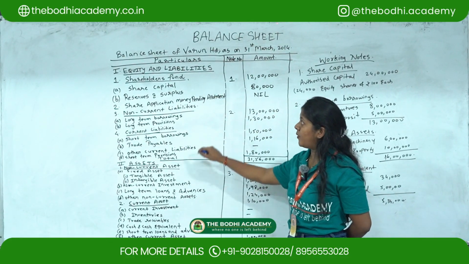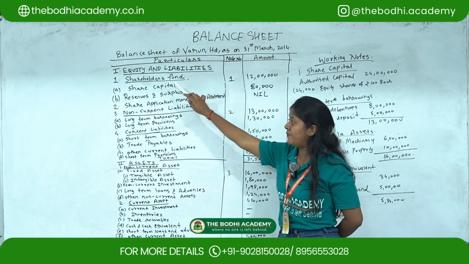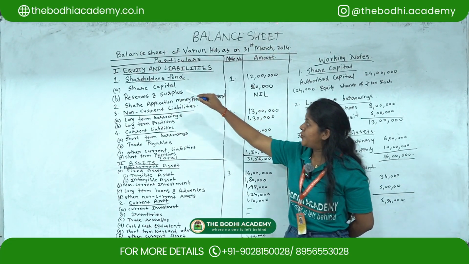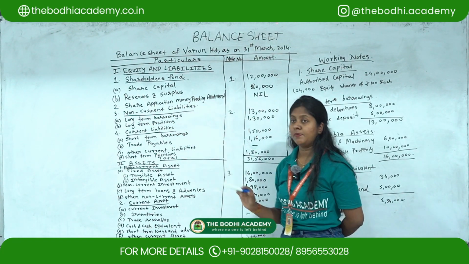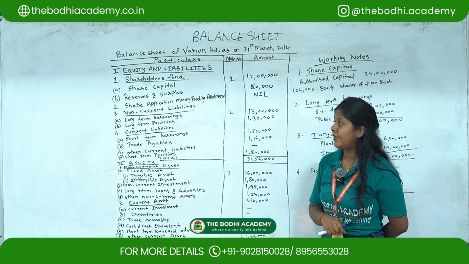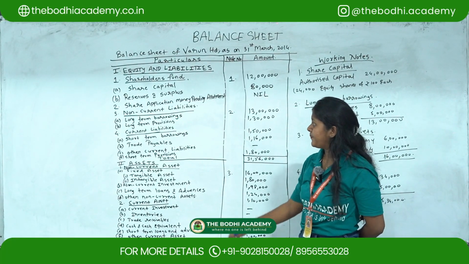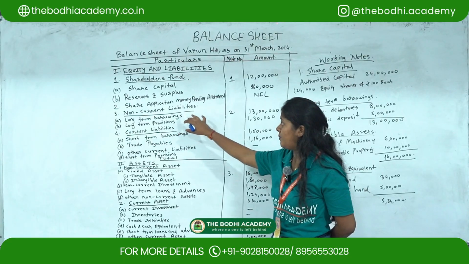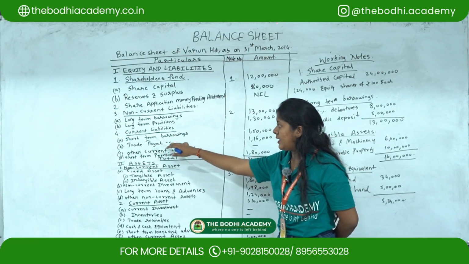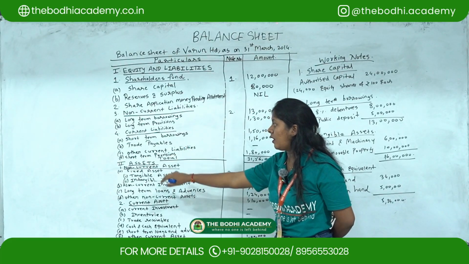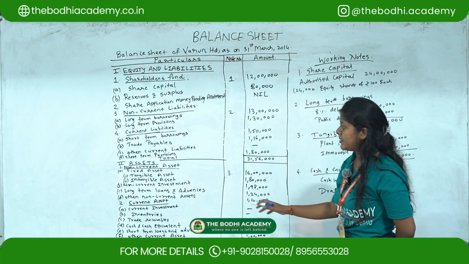Whenever you are writing the format, the first head is equity and liability. The first part under that is shareholders' fund. A part is share capital. B, reserve and surplus. Second, share application money pending allotment. Then the third one is non-current liability. Under that come long-term borrowings and long-term provision. The fourth one is current liabilities. Under that, short-term borrowings, trade payable, other current liability, short-term provisions. Okay. The next is asset.